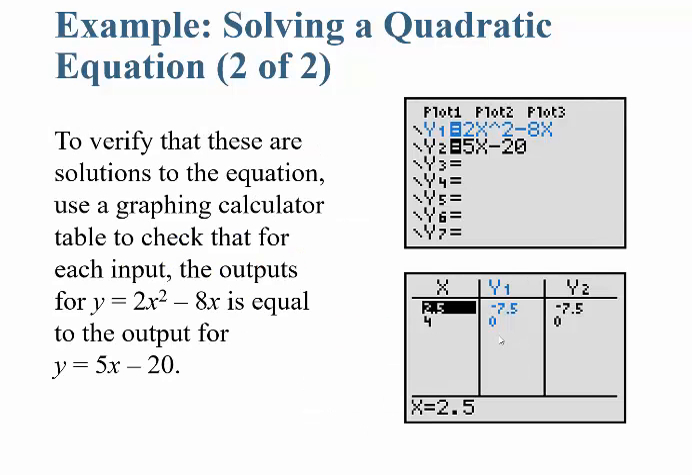All right, so you can verify these solutions to the equation by using your graphing calculator, obviously. Use the table to check this. The inputs are y is equal to 2x squared minus 8x, and y is equal to the output of 5x minus 20. And you'll see that, boom, this works out. One answer for x is 5 over 2, which gives you the same y value, negative 7. Another answer for x is 4, which gives you the same value of y.